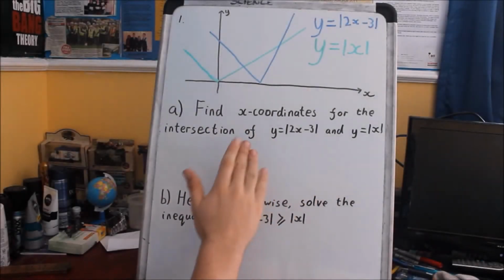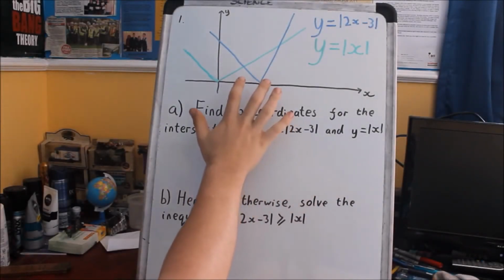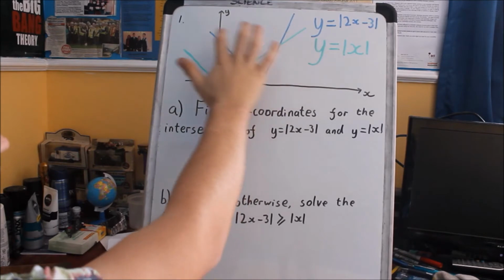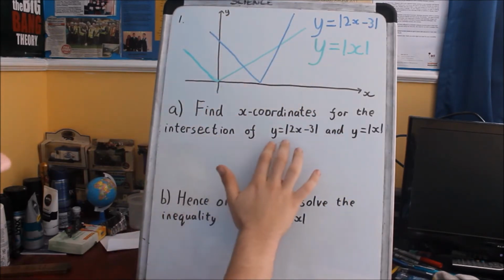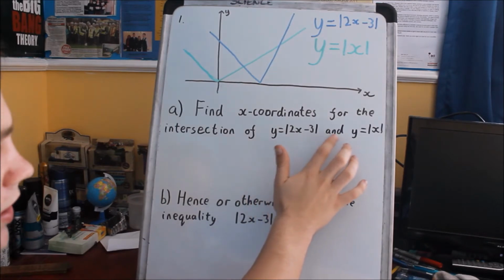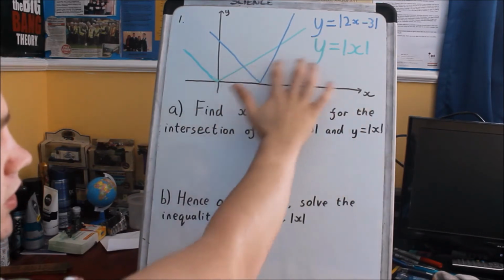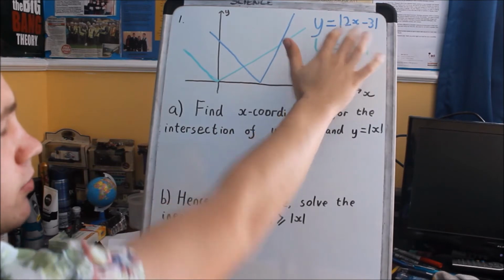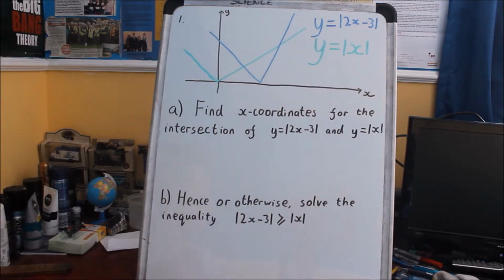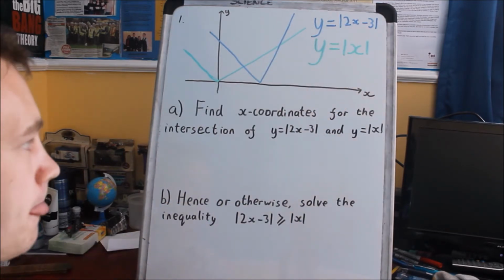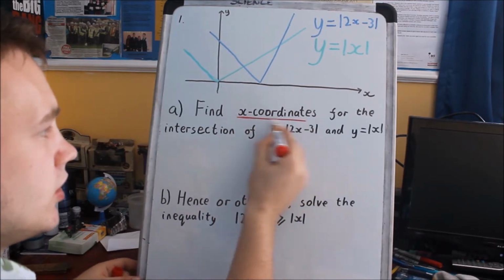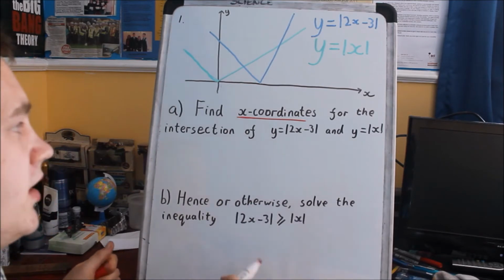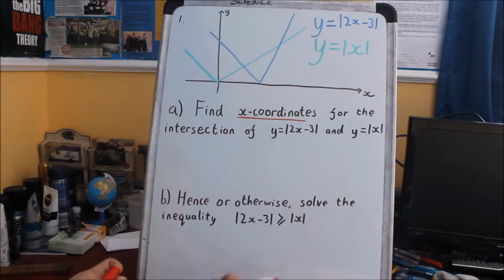So here it is, question 1 is a part A and a part B. Firstly they've drawn 2 graphs, one of these I've done in green and one I've done in blue. And it says find the x coordinates for the intersection of y equals mod 2x minus 3 and y equals mod x. The green one is mod x and the blue one is mod 2x minus 3. So we've got to find the x coordinates for the intersection. It's just the x coordinates, not the entire coordinates, but you wouldn't be penalised if you put the whole one, I'd imagine, but it does say x coordinates, so just to be safe.